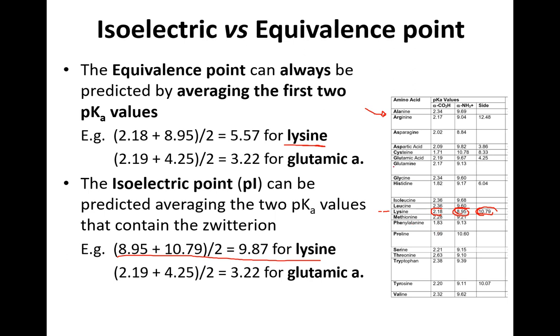For glutamic acid, for the isoelectric point instead, sorry, glutamic acid is here, it's messing you up a little bit, it will be between the first two pKs, so 2.19 and 4.25. Notice how the carboxyl group on the side chain deprotonated before the alpha amino group. When it comes to the equivalence point, it will always be the average of the first two pKs. So in the case of glutamic acid, it will be the same as the isoelectric point. In the case of lysine, instead, they will be different because of the zwitterion located between pK2 and pK3.